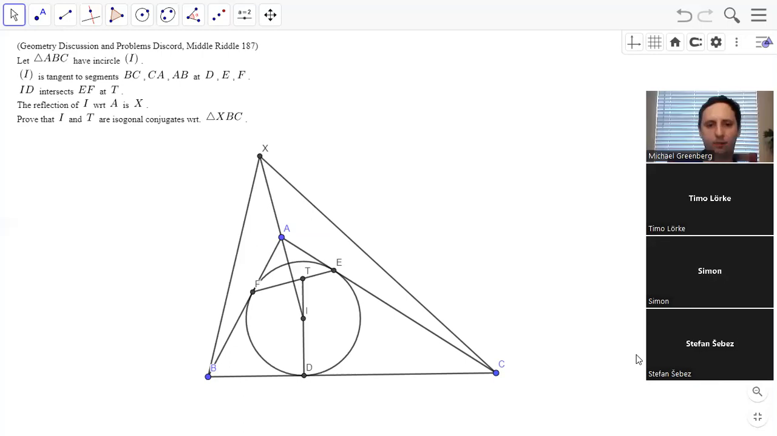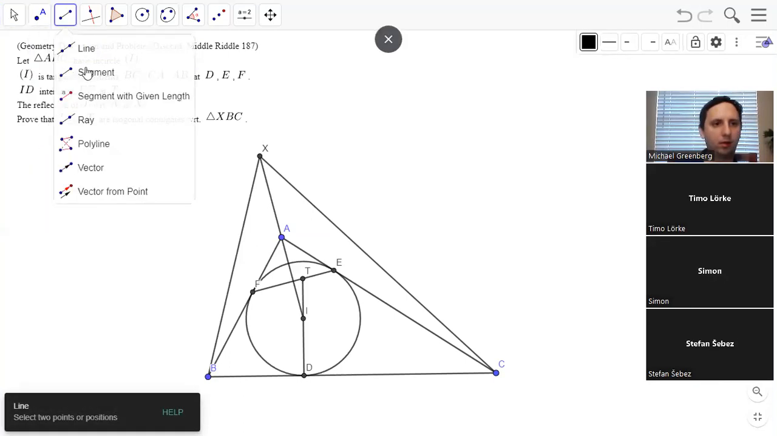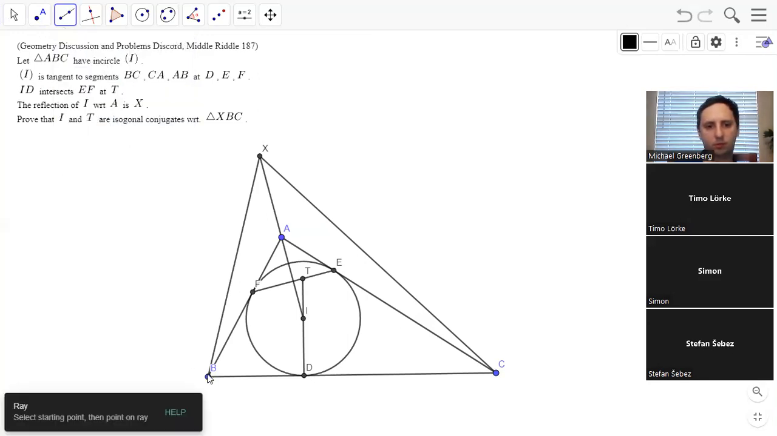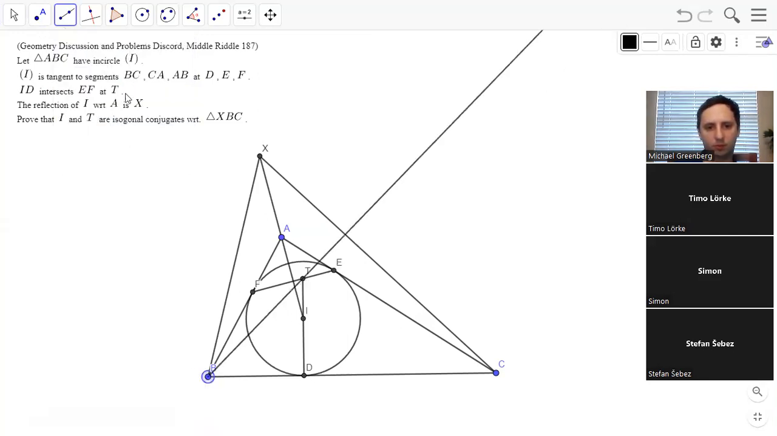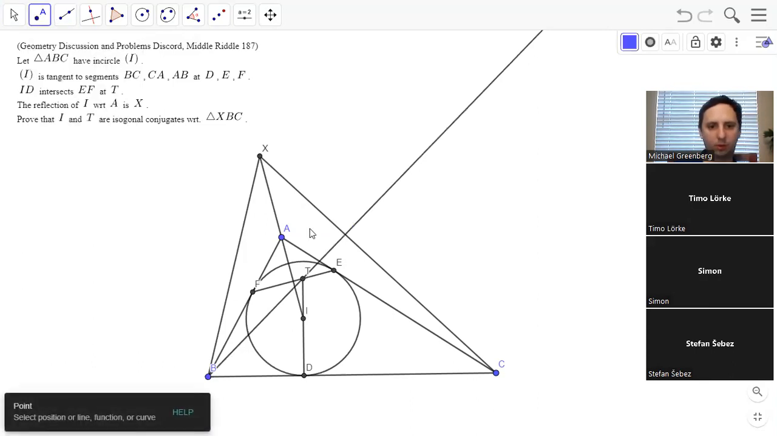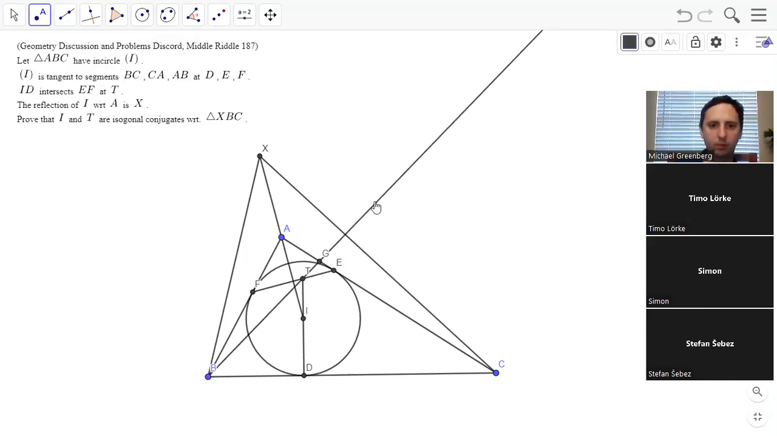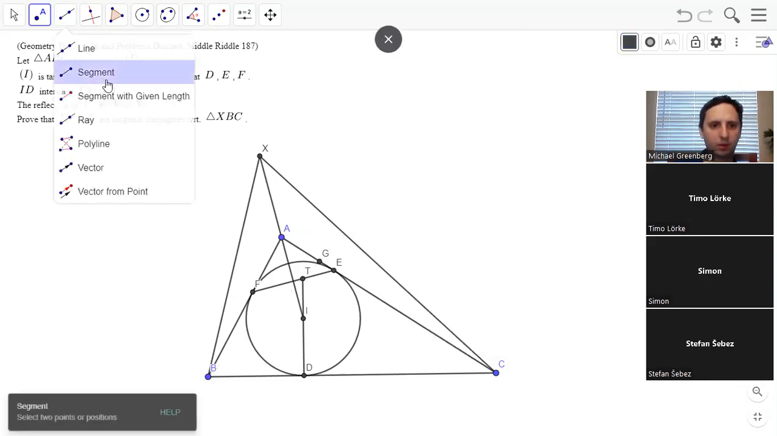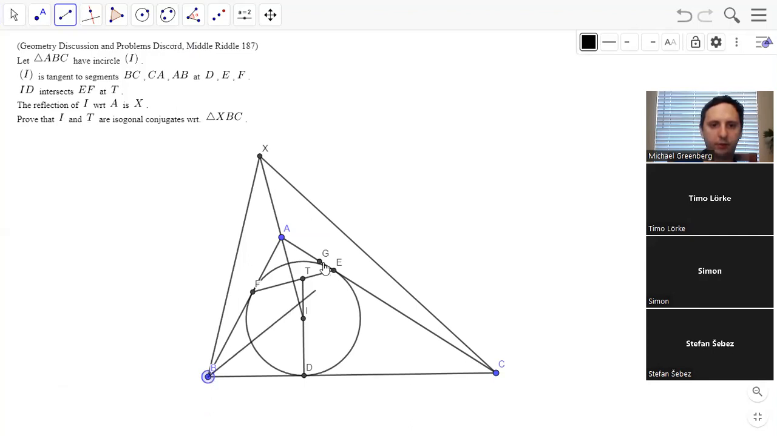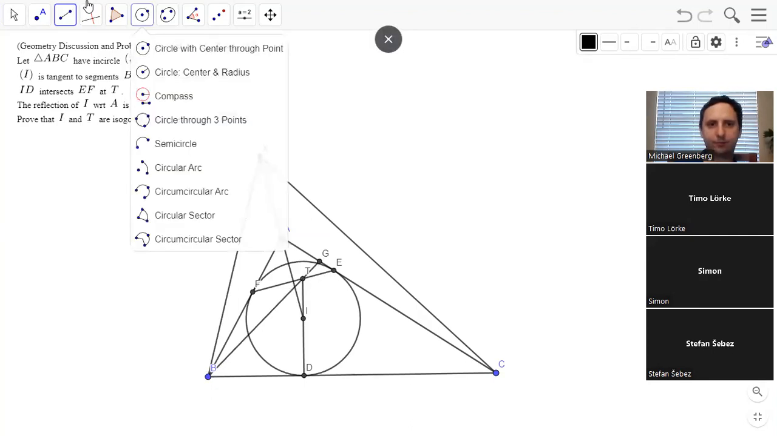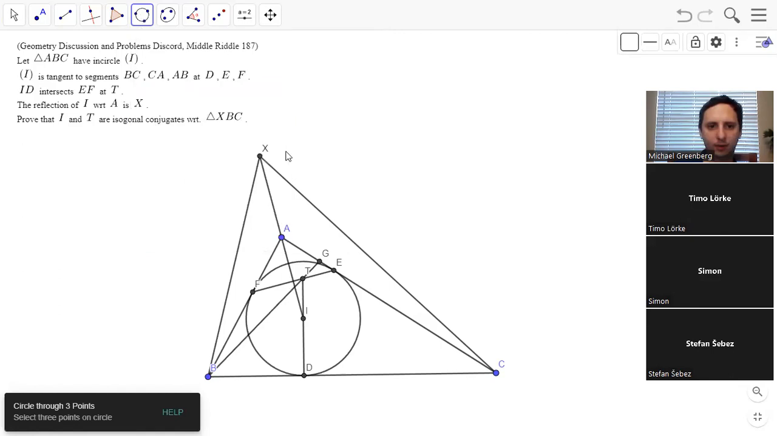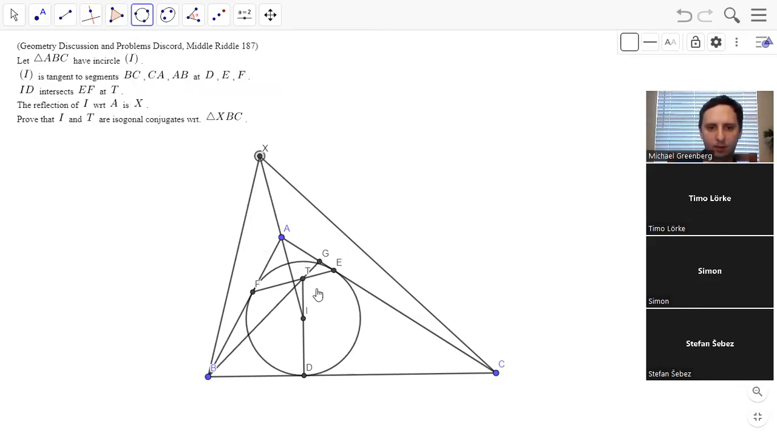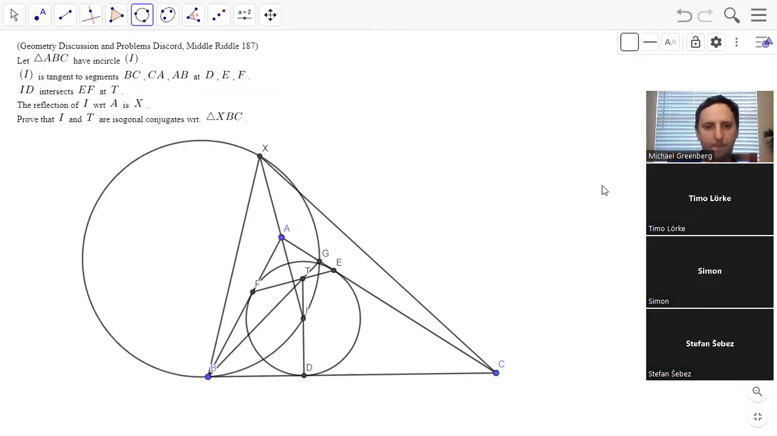Intersect BT with AC. Okay. Then I just noticed that the intersection point lies on the BIX circle. Okay, so you're saying BIGX is cyclic? Yeah. That's interesting.